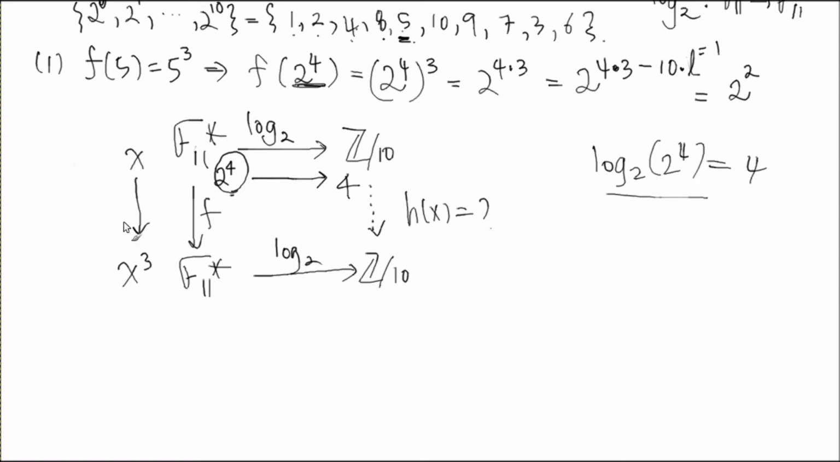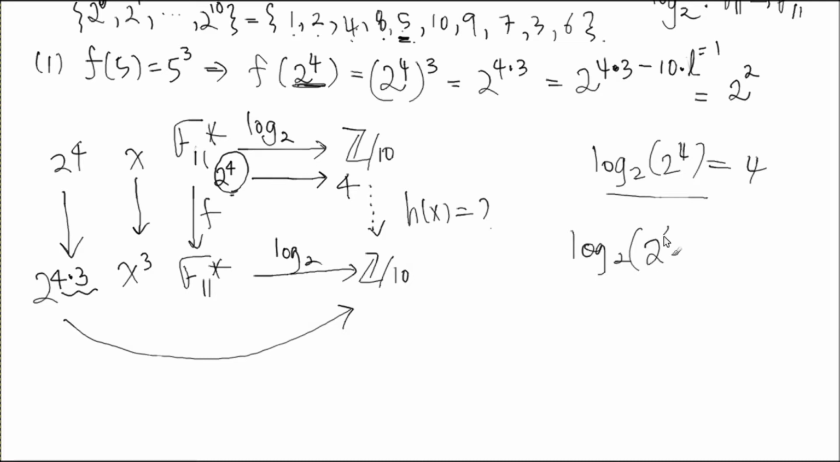So 2 to the 4th here mapped down to, so we are crossing it here and want to figure out what this side of the vertical map is. That should agree with just going around, detouring like this. So you're raising to a third power, that's the same as 2 to the 4 times 3, right? So if you happen to have this exponent here, what will be the horizontal map? Log 2 of 2 to the 4 times 3, and what is that? It's 4 times 3 in the Z mod 10 world, right? So 4 times 3. Okay?